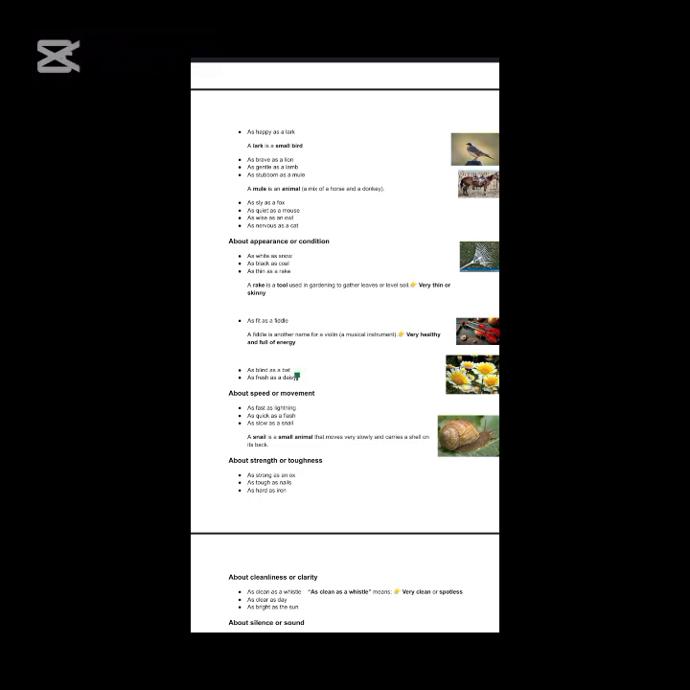As fast as lightning, as quick as a flash, as slow as a snail. A snail is a small animal that moves very slowly and carries a shell on its back. This is a snail. About strength or toughness. As strong as an ox, as tough as nails, as hard as iron.